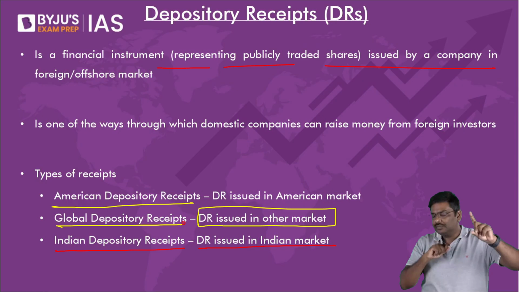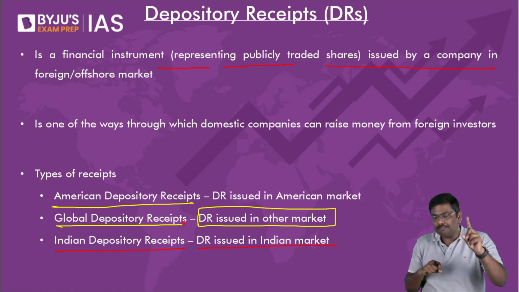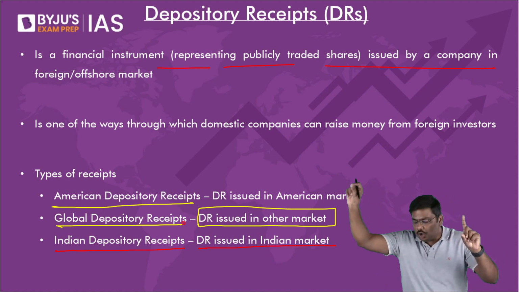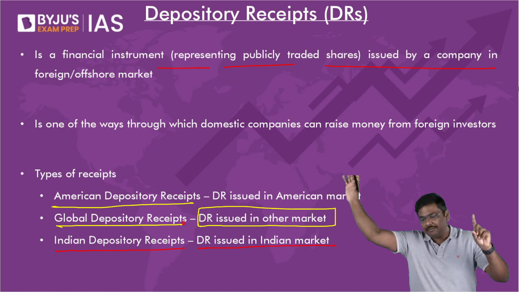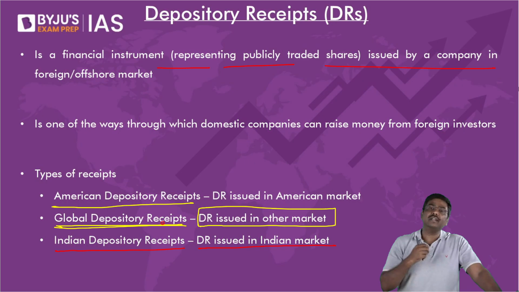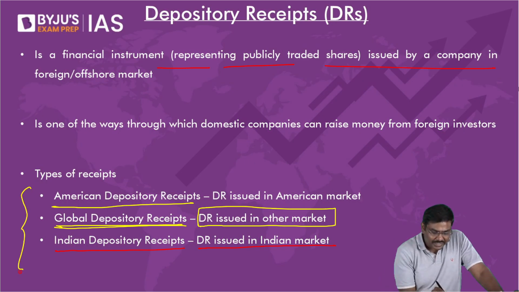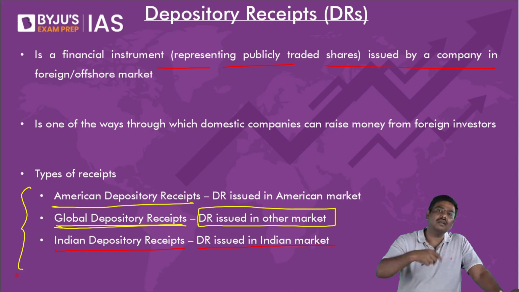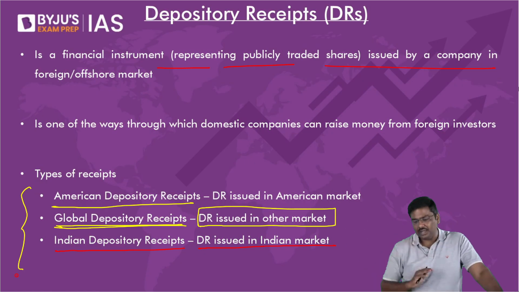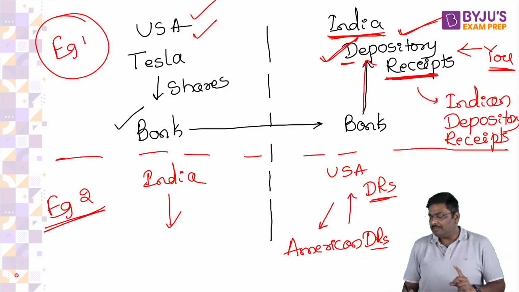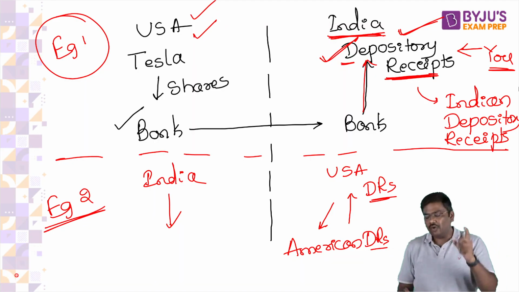Is it ADR? I'll repeat the example. Indian company will issue the depository receipts in European market. Can I call this ADR? No. Can I call this IDR? No. What is the name? Global Depository Receipts. So there are three types of receipts here. Please remember, depository receipts are generally referred to as a part of FDI only, foreign direct investment. Okay, done. Can I go forward? These are certain very important points regarding the concept of FDI.